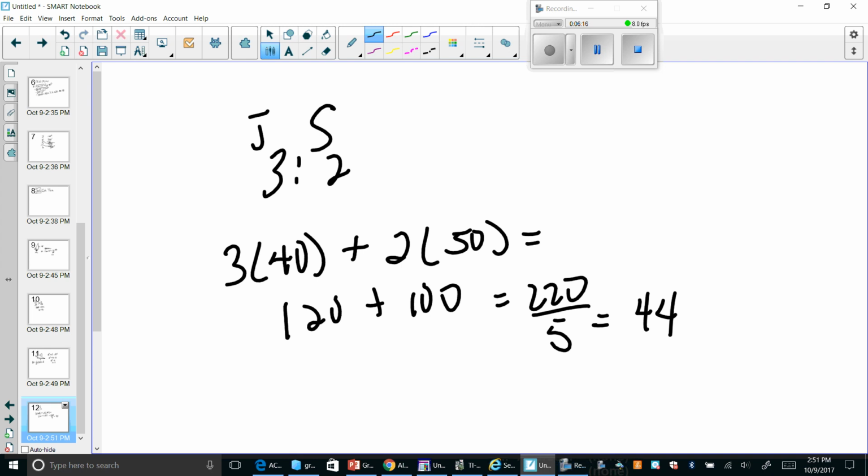$50 for each junior. Oh, I read it backwards. $50 for each junior. All right, we're going to pause this for a second. Let me go ahead and erase. $50 for the juniors, $40 for the seniors. So, got to erase here. My mistake. This should be 50. This should be 40.